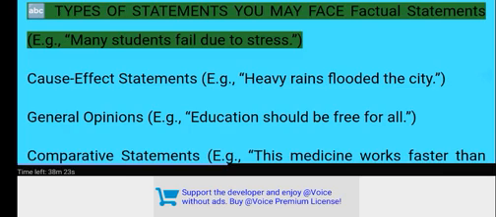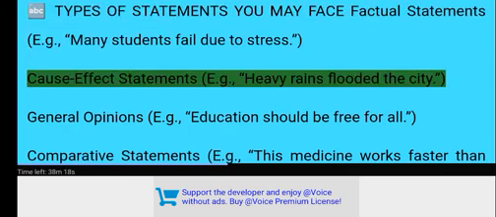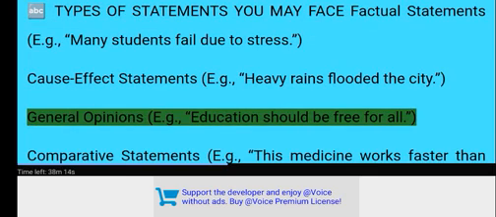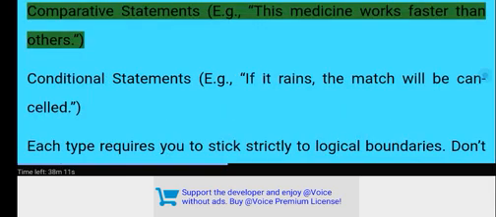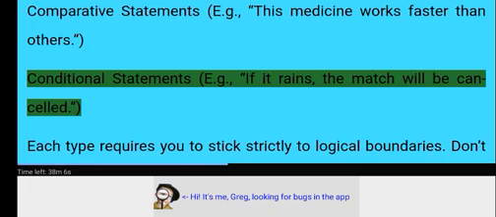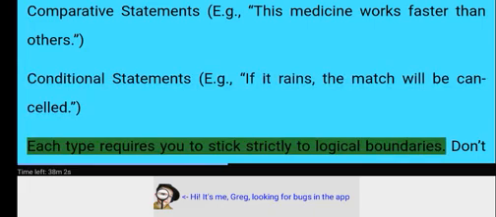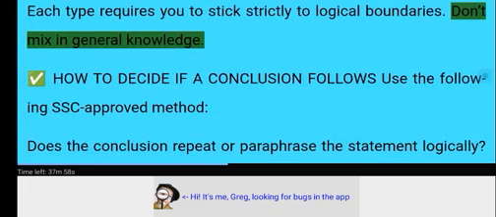Types of statements. You may face factual statements, e.g., many students fail due to stress. Cause effect statements, e.g., heavy rains flooded the city. General opinions, e.g., education should be free for all. Comparative statements, e.g., this medicine works faster than others. Conditional statements, e.g., if it rains, the match will be cancelled. Each type requires you to stick strictly to logical boundaries. Don't mix in general knowledge.